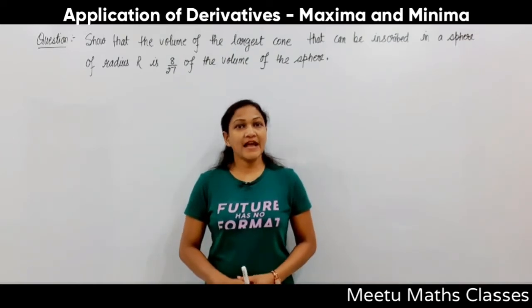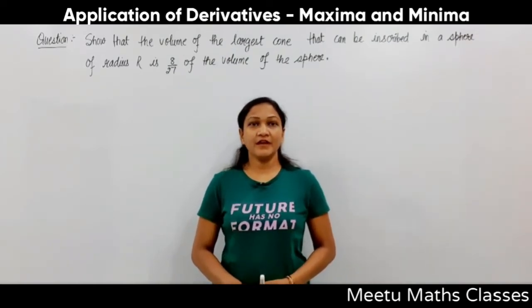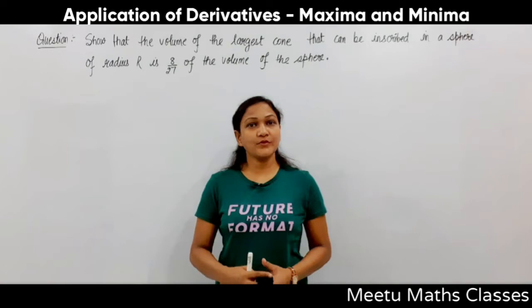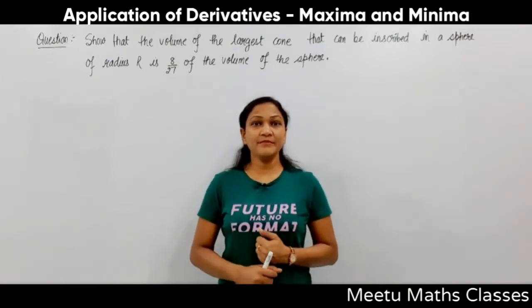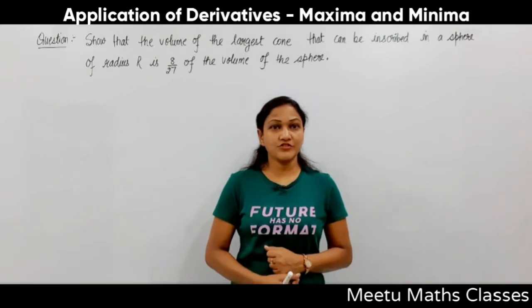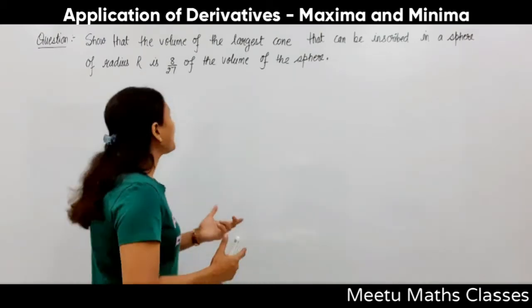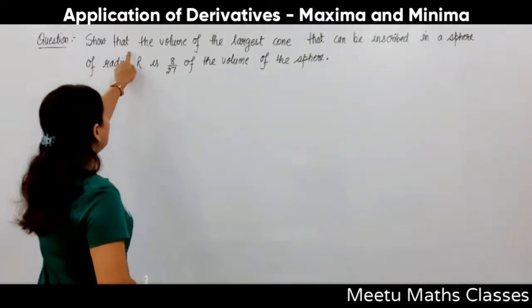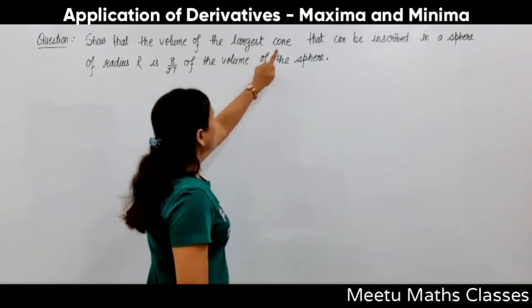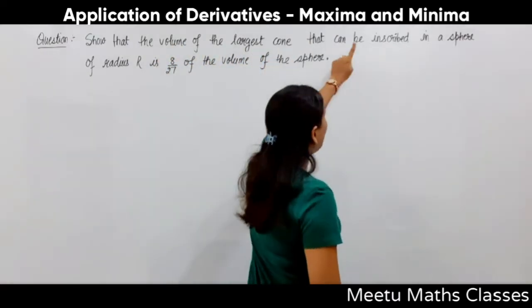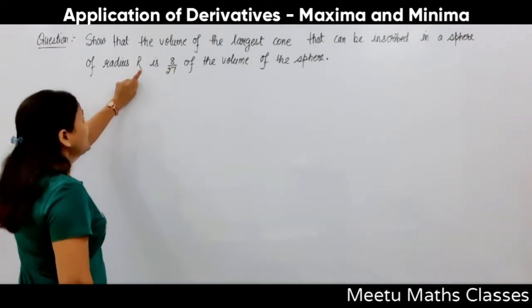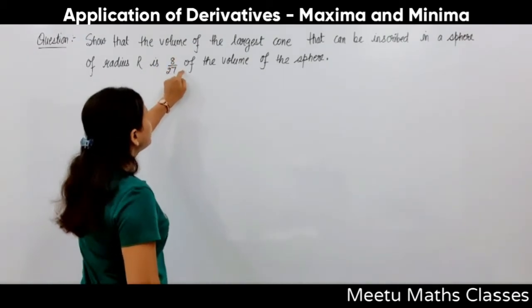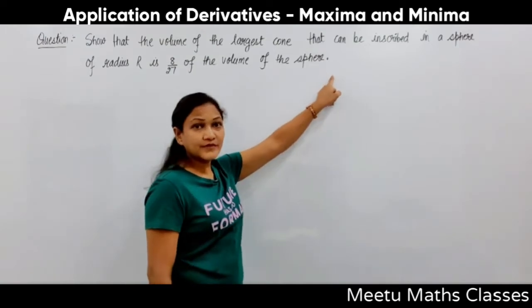Today's topic is applications of derivative, and in this question we are going to discuss finding the maximum or minimum value of a function. So our question is, show that the volume of the largest cone that can be inscribed in a sphere of radius r is 8 by 27 of the volume of the sphere.